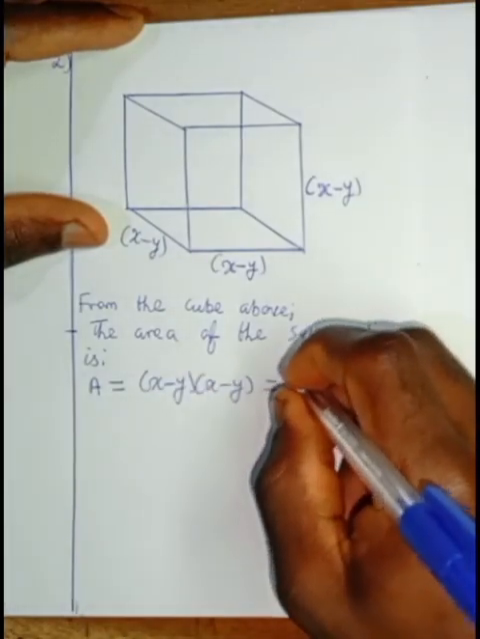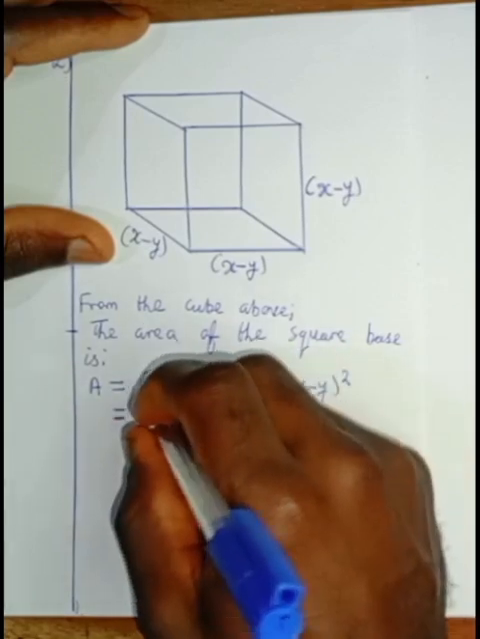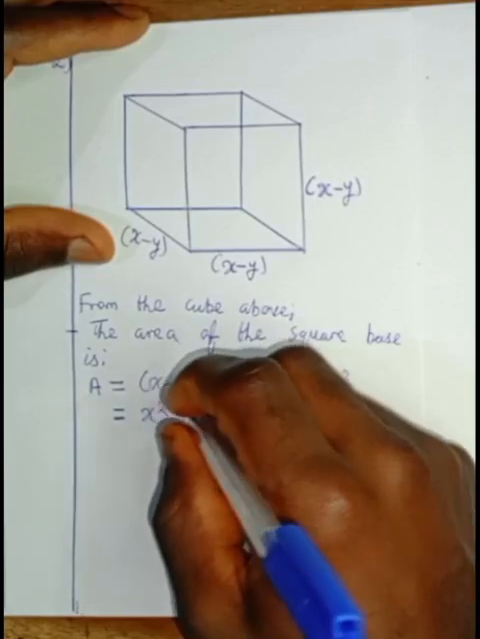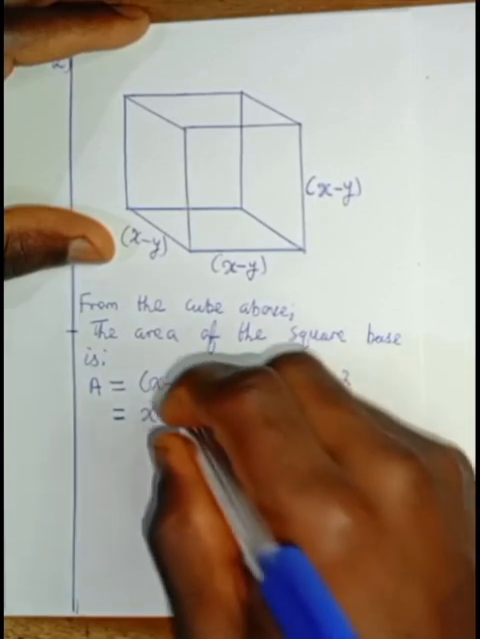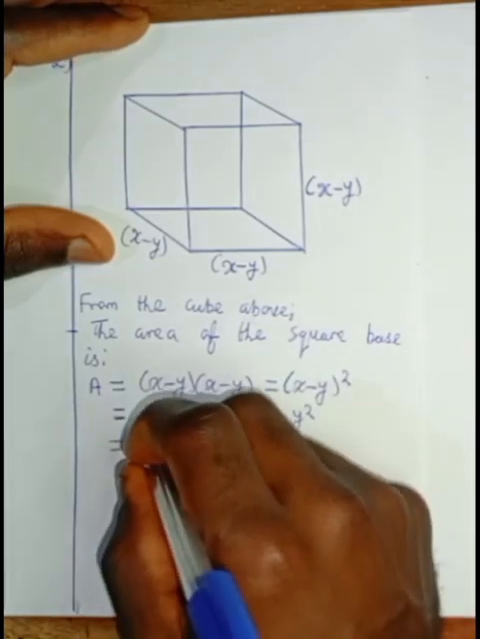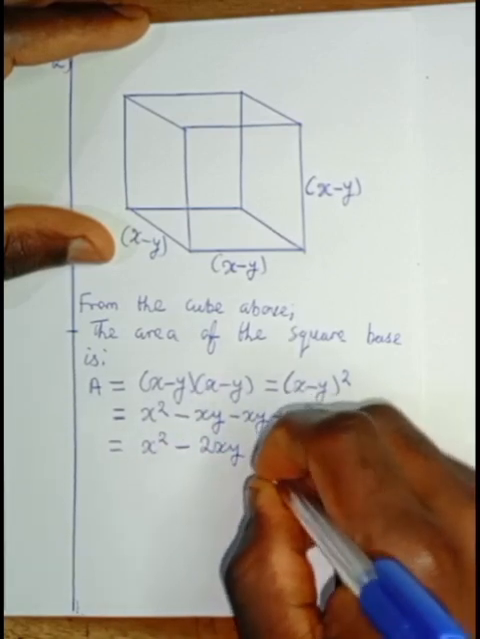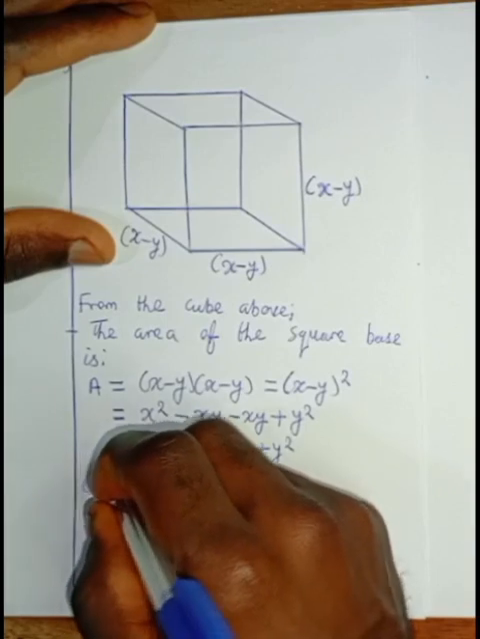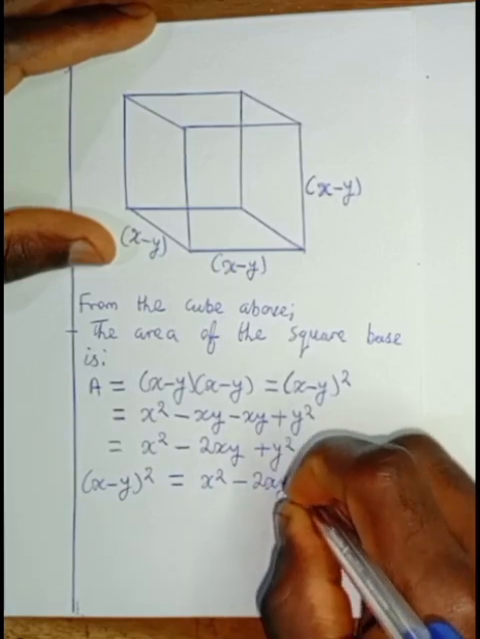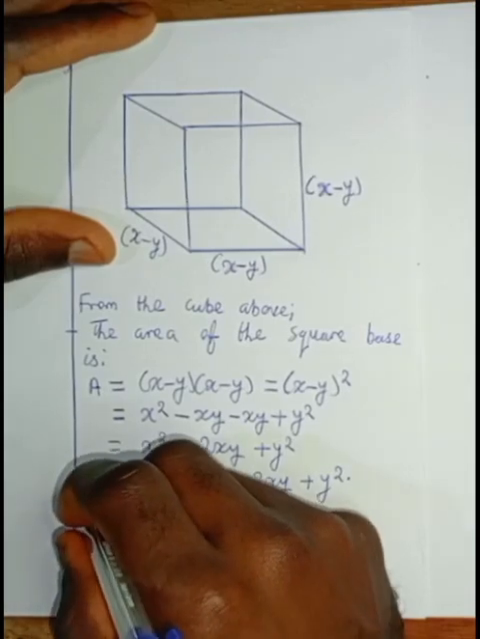If we expand, this will be the same as x times x gives us x squared, x times negative y gives us negative xy, negative y times x gives us negative xy, negative y times negative y gives us positive y squared. This will be equal to x squared minus 2xy plus y squared. We are going to say x minus y all this squared is the same as x squared minus 2xy plus y squared.